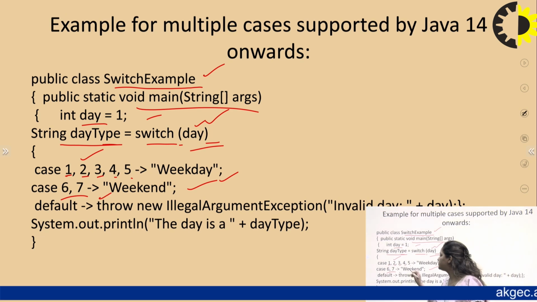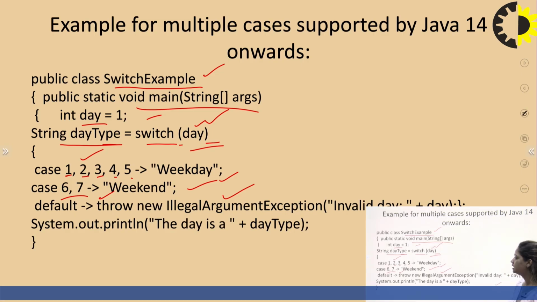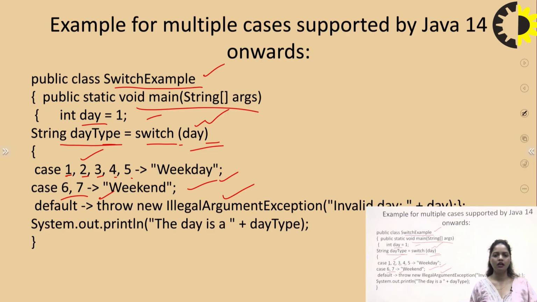And we have a default portion similar to that of our primitive switch statement. If out of these 7 cases, case 1 to 5 and then case 6 to 7, no case is true, then the default value, that is a new IllegalArgumentException, will be thrown if the value didn't match any case value, and here the invalid day will be printed. If the day value is 100, 8, 9, these are the invalid values. For that, the default part of this program will be executed.